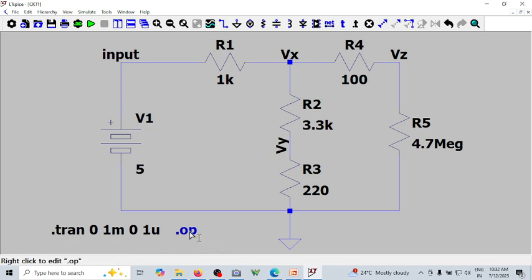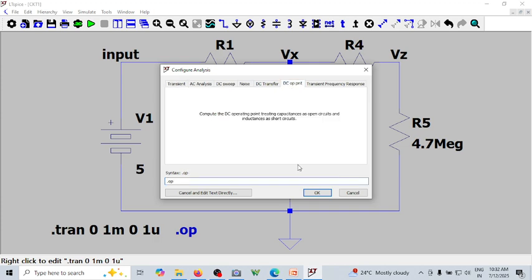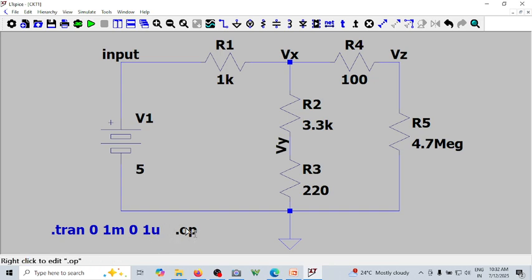This is not considered. This has now become a text. So suppose you just go back and click on this. The moment I click on this and say okay, this will become blue, this will become black. Can you see that? This changes over. If it is blue, it's a text. If it is black, it's an analysis. Dot op means DC analysis. Dot tran means transient analysis.